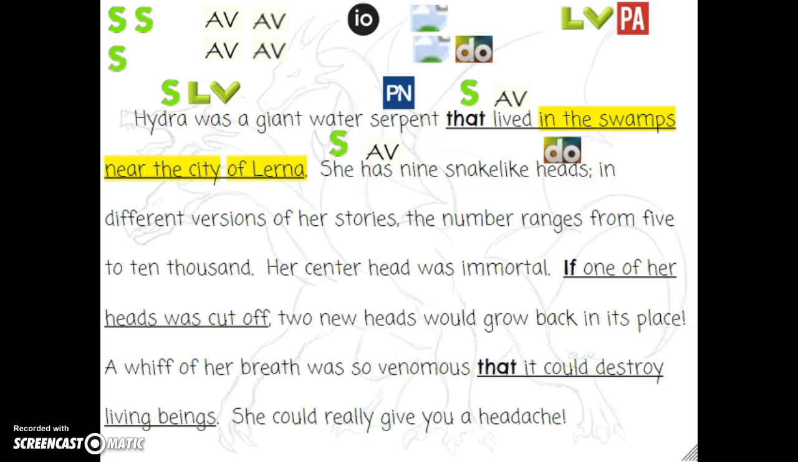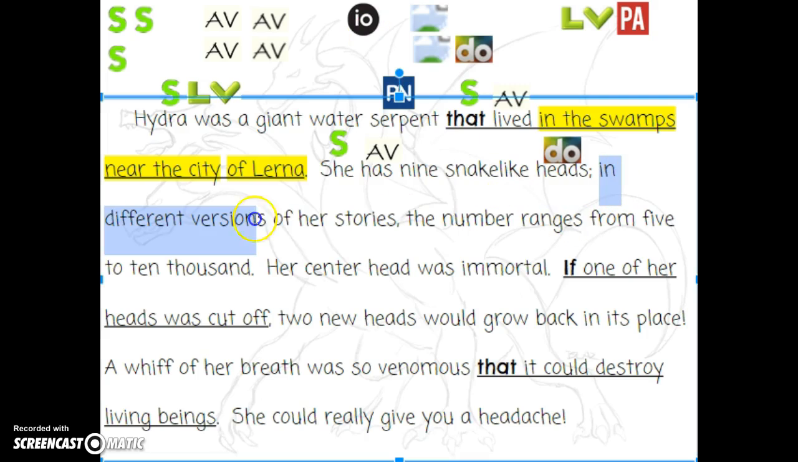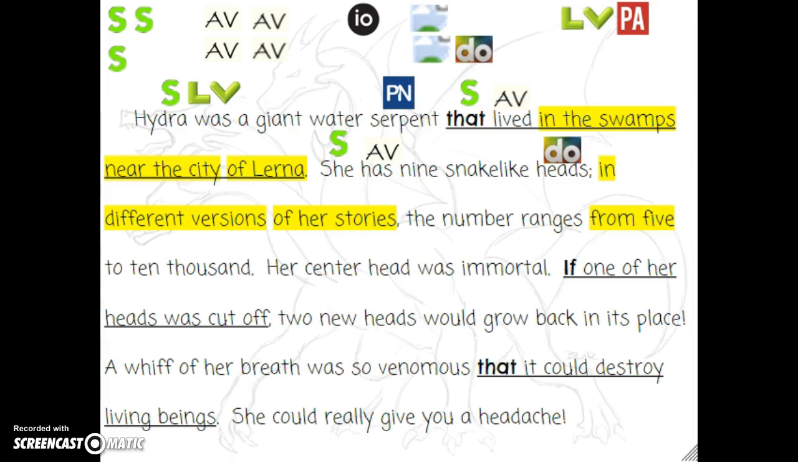Looking at my second part of the sentence, in different versions of her stories, the number ranges from 5 to 10,000. Look for prepositional phrases there. I see in, so in different versions. Of is a preposition. I go to the noun, of her stories. I see the preposition from 5. And I see one more, to 10,000.